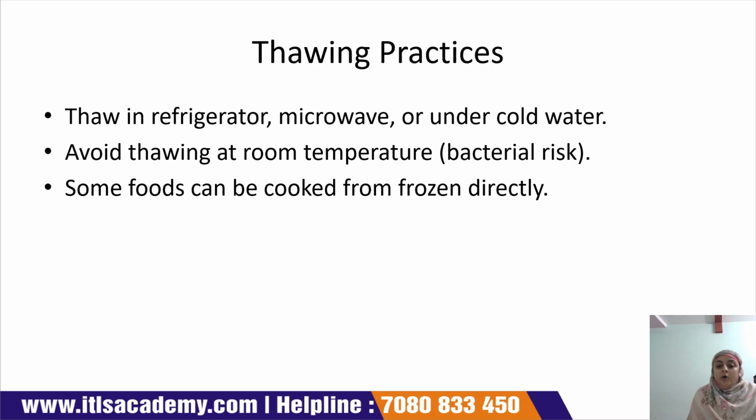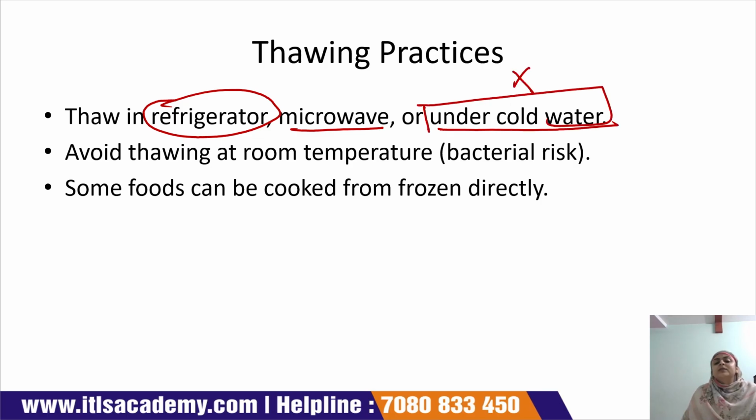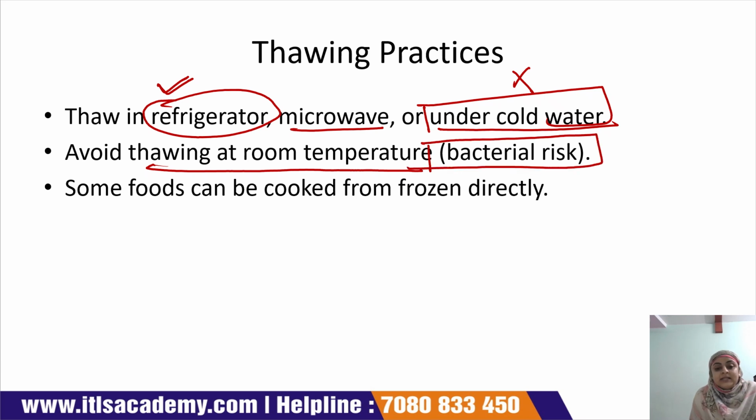Thawing practices. Thawing should be done in refrigerated condition, in a microwave, or under cold water. The cold water method cannot be used for non-veg food products. In that case, you have to thaw it under refrigerated condition. But the cold water method you can use for peas, vegetables, and fruits. Avoid thawing at room temperature because it gives rise to bacterial contamination. Some food can be cooked directly from frozen. There are lots of food products which can be cooked directly from a frozen condition.